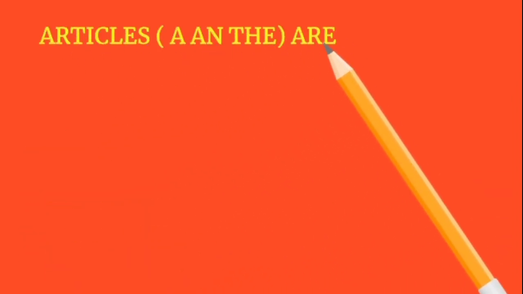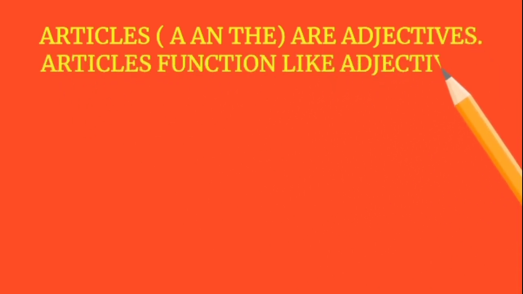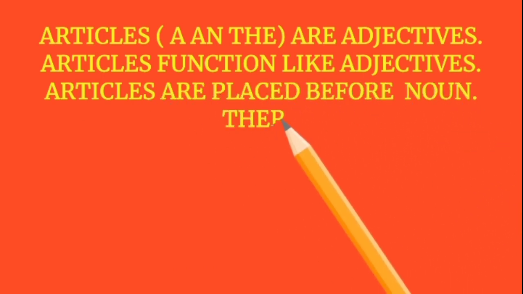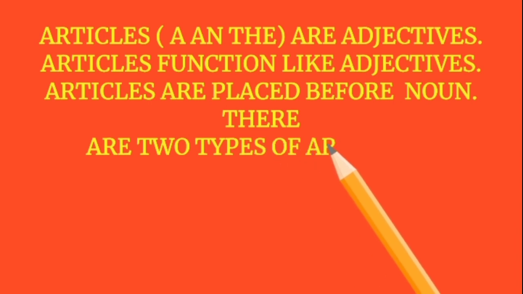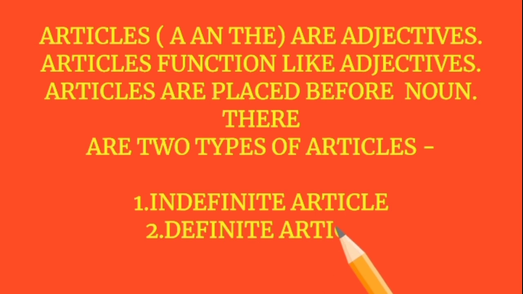Now, let us understand what articles are. The articles a and the are adjectives because they function like adjectives. Articles are placed before a noun. There are two types of articles. First, indefinite article. Second, definite article.